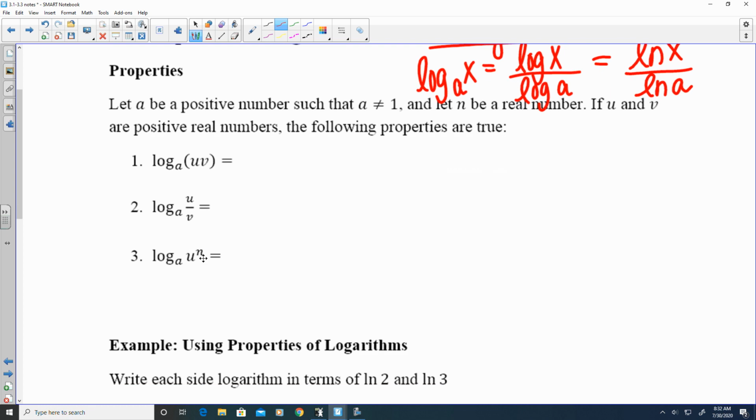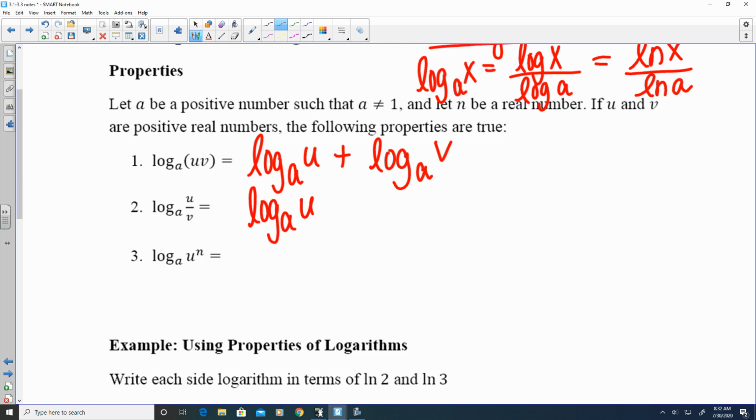But the real base of this section are these properties, either of expanding or condensing logarithms. And these three properties that we have here are for expanding logarithms. So if I have log base a of a product, I can turn that into log base a of u plus log base a of v. So the product turns into a sum of two separate logarithms, which then follows that a quotient of two terms, the u and the v on the second one there, will turn into a difference. So it turns into subtraction.